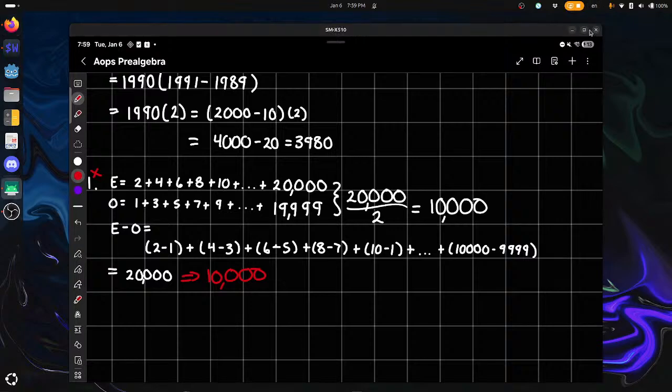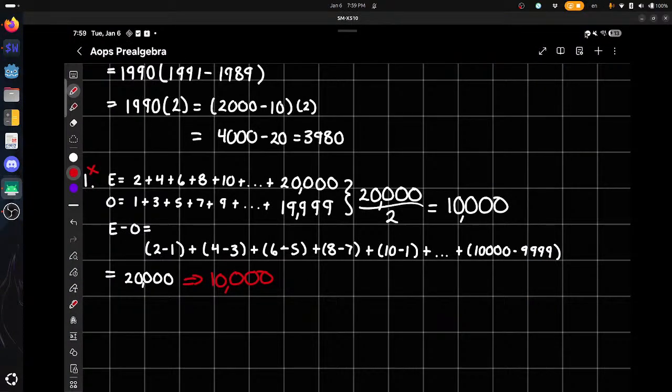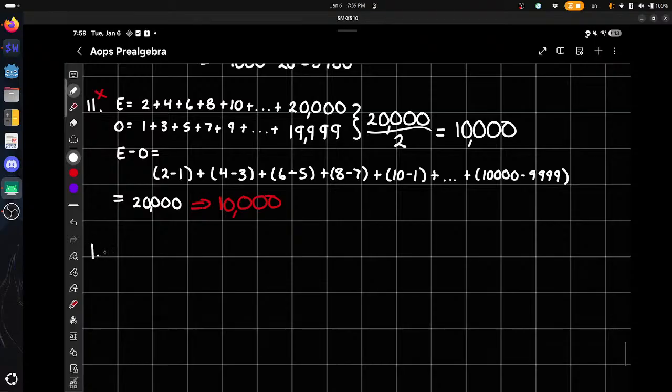So it's been a while. It was the holidays, hanging out with family, but we're back on the grind, and we're gonna stay consistent. So let's go to the next lesson, which is reciprocals. So 1.6.